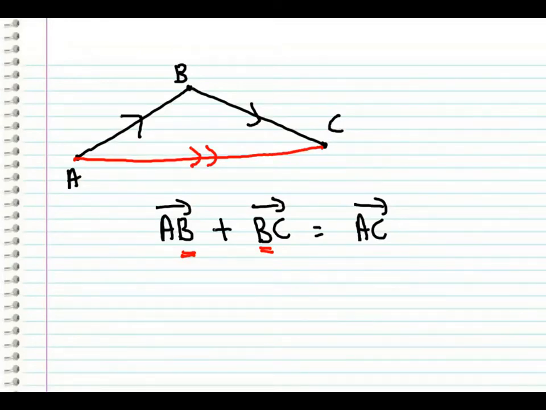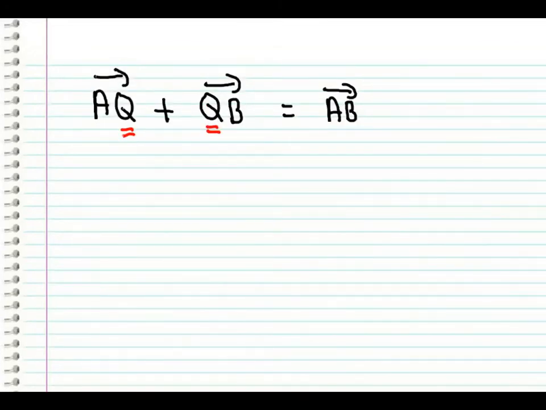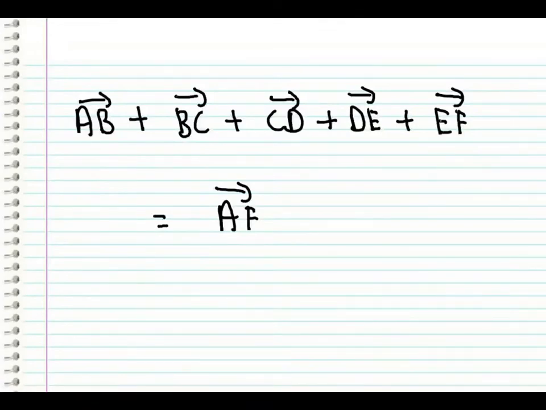You notice that the endpoint of the first vector AB is the same as the starting point of the second vector BC. Now, if I have two vectors AQ and QB and I were to add them up, I will get AB. The reason is the same as before. The endpoint of the first vector AQ is the same as the starting point of the second vector QB. If I were to extend this further, I will get AF. Please take a moment to understand this.